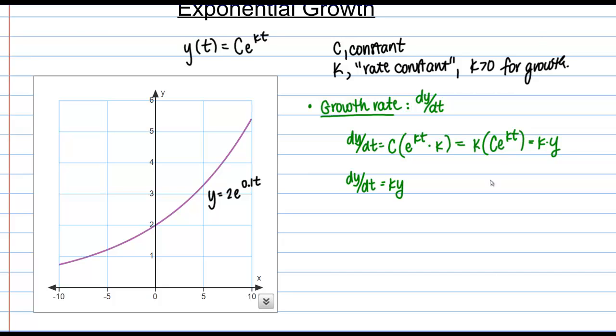So once again, if we think about a population as an example, this is saying the rate of change of the population with time equals some constant k times the population. One way we might state that is that the rate of change is proportional to the value. So if the population is larger, the growth rate is going to be larger, or if the population is smaller, the growth rate is going to be smaller.